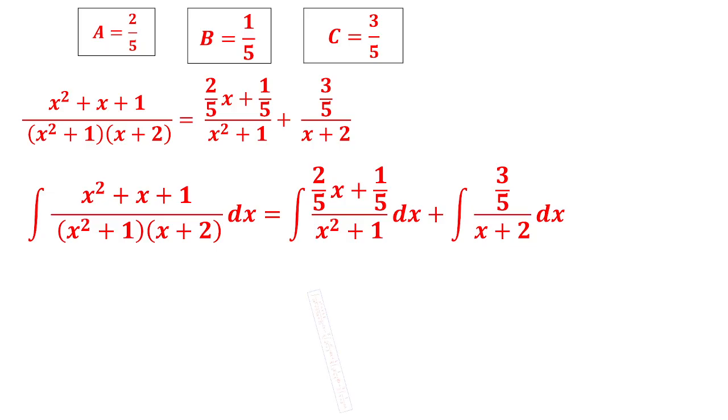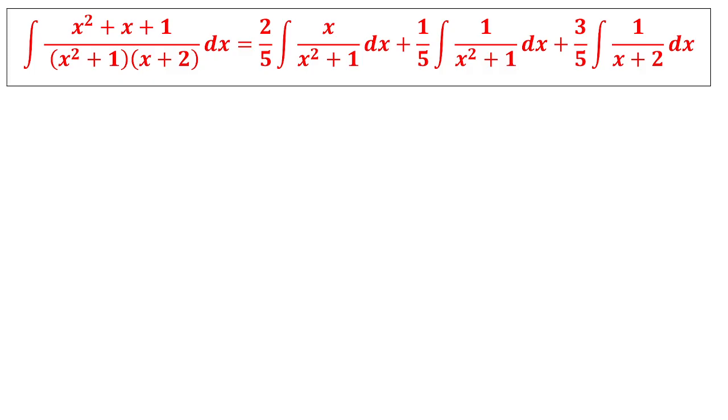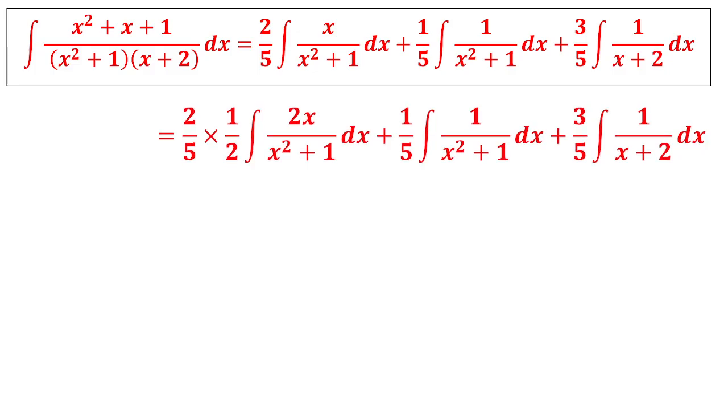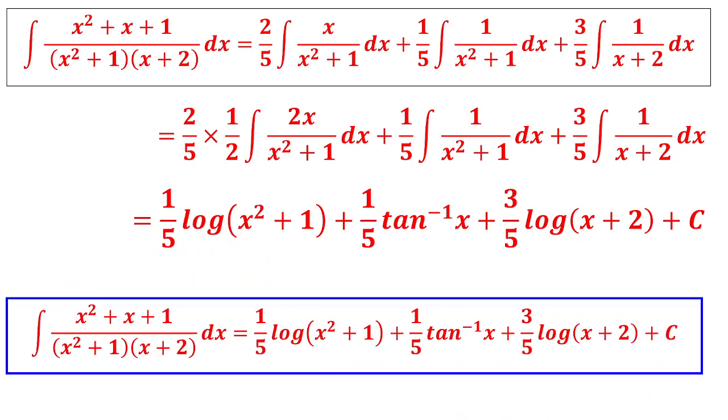Now split the first integral into 2. 2 by 5 into the integral, plus 1 by 5 into the integral, plus 3 by 5 into the integral. Now here the first integral can be done by substitution, because the denominator contains x square plus 1 whose derivative is 2x. What you can do is bring the 2 inside, or multiply and divide by 2, whatever you want. And the numerator becomes the differentiation of the denominator. The answer is log of the denominator. The second one is a direct formula. The third one is also a direct formula. Therefore it is 1 by 5 log (x square plus 1) plus 1 by 5 tan inverse x plus 3 by 5 into log (x plus 2).